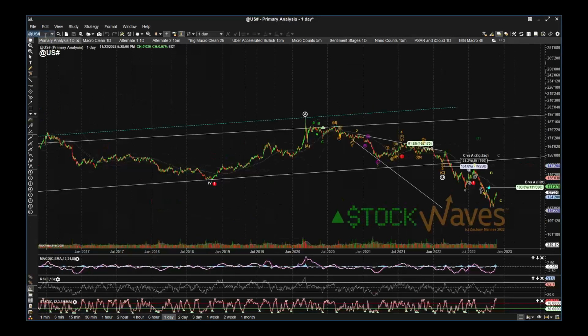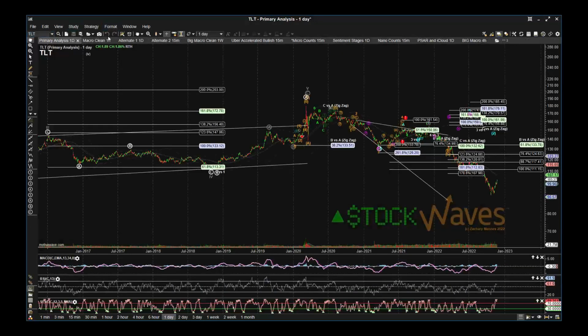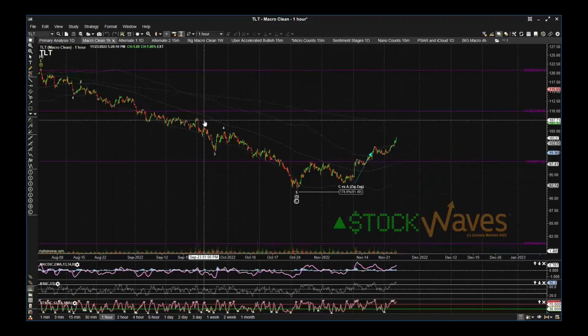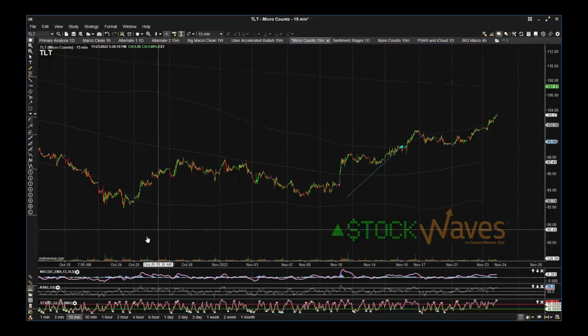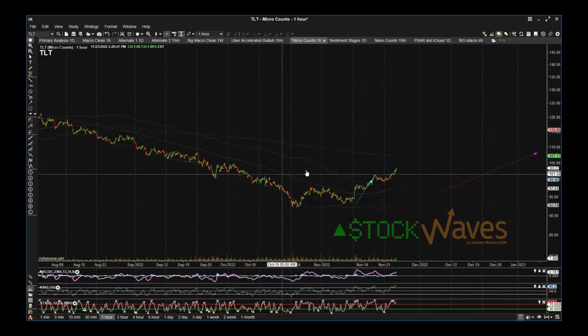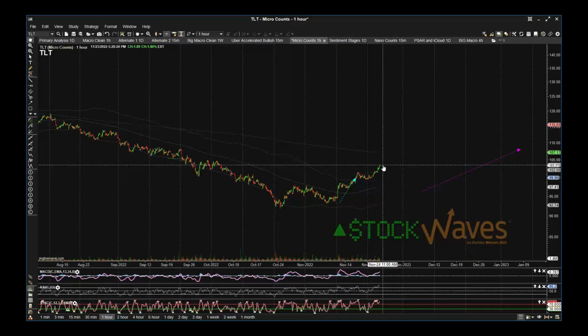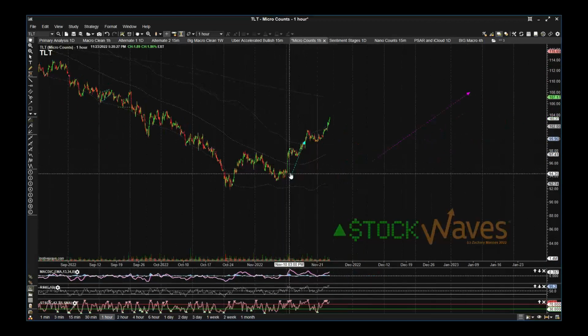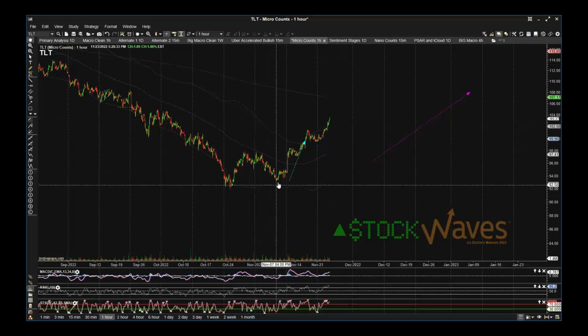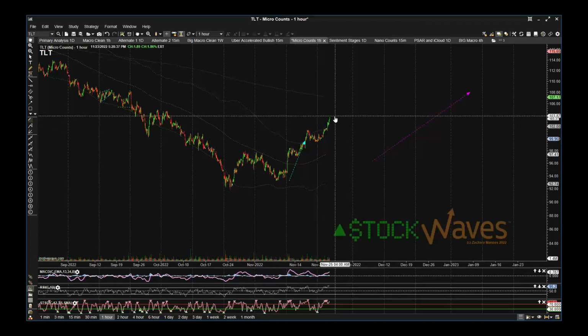Moving over to TLT. Oops, that's not the right tab. There we go. Let's go to the micro counts tab. So we got this measured move, stretching a little bit further past it. But just as we looked at on the treasury chart, this can just be a little bit of an extension of that 3-wave move up. It does not clearly look like a 4th and a 5th wave.